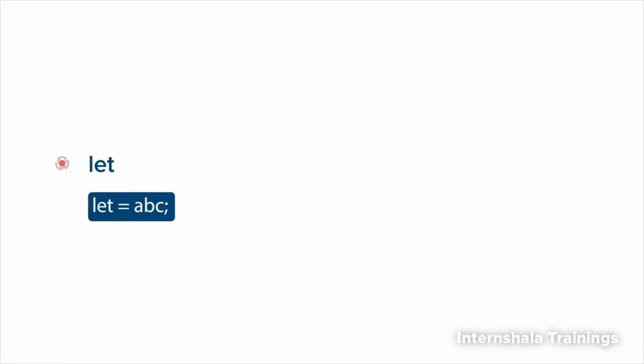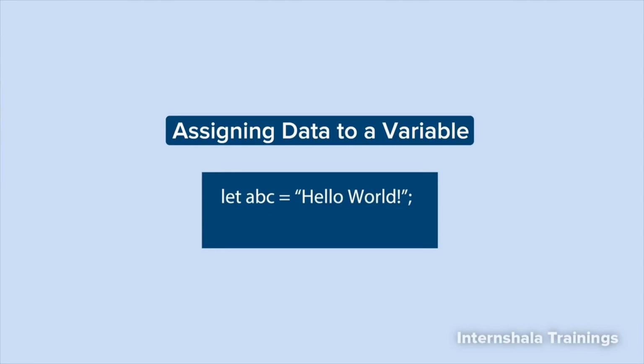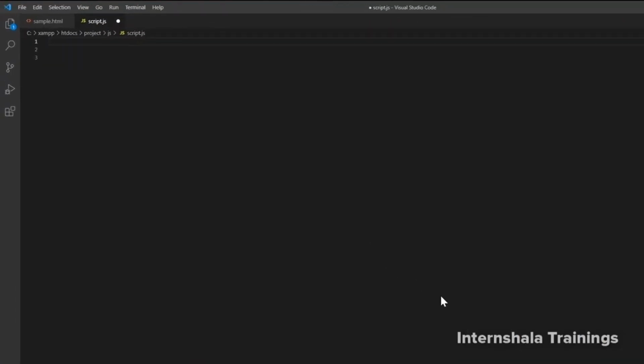To define a variable, say ABC, we add let before the name of the variable. Pretty simple, right? Once the variable is defined, we can assign any data to this variable using an equal to operator. For now, let us add the data as hello world, our all-time favorite string value. Both these snippets can be combined into one single line like this. This is a shortcut so that we don't have to write multiple lines to declare a variable and then assign a value. So, let us write this line in our script.js file.